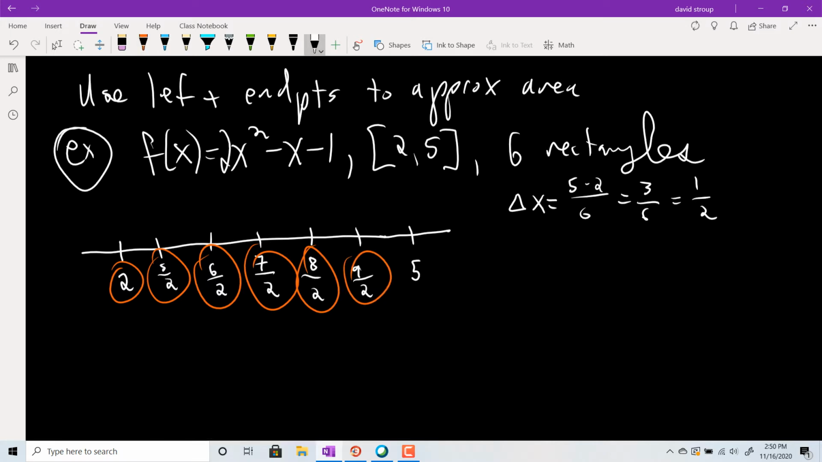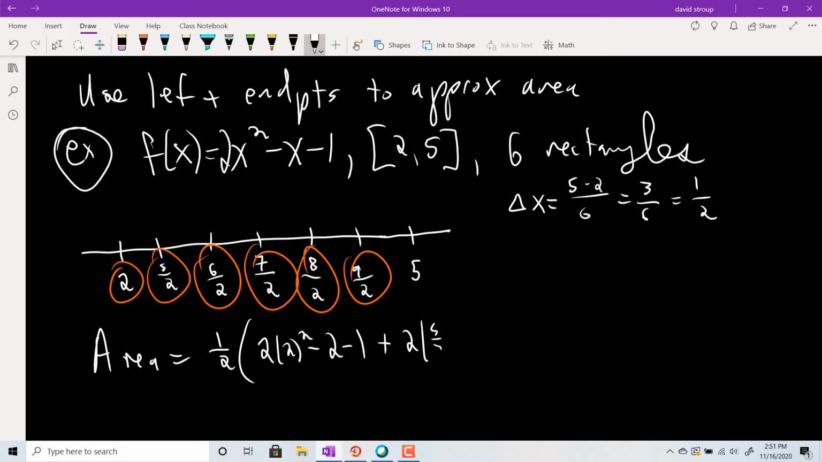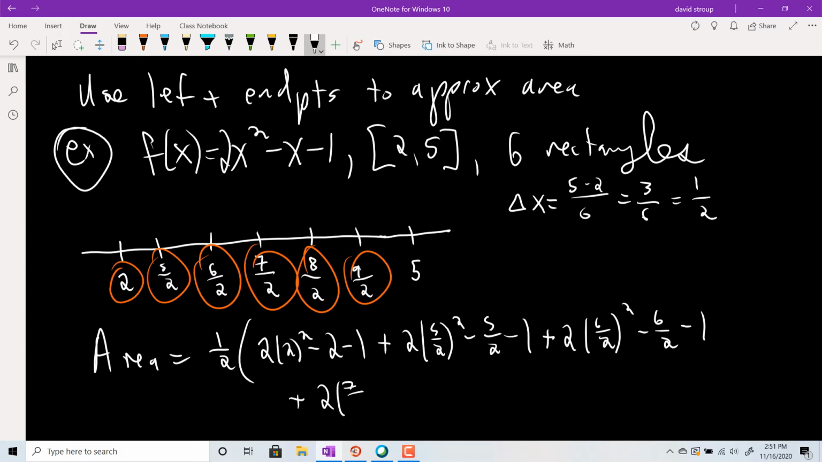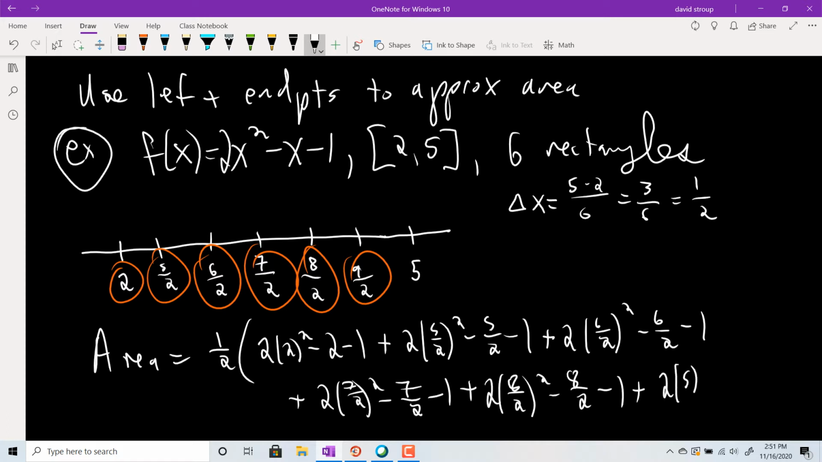And I just go and get my area then. So it's going to be, if you factor out the 1/2, 1/2 times f of 2 plus f of 5 halves plus f of 6 halves plus etc. In other words, f of 2 is 2 times 2 squared minus 2 minus 1, plus 2 times 5 halves squared minus 5 halves minus 1, sort of a calculator nightmare, plus 2 times 6 halves squared minus 6 halves minus 1, plus 2 times 7 halves squared minus 7 halves minus 1, plus 2 times 8 halves squared minus 8 halves minus 1, plus finally 2 times 5 squared.